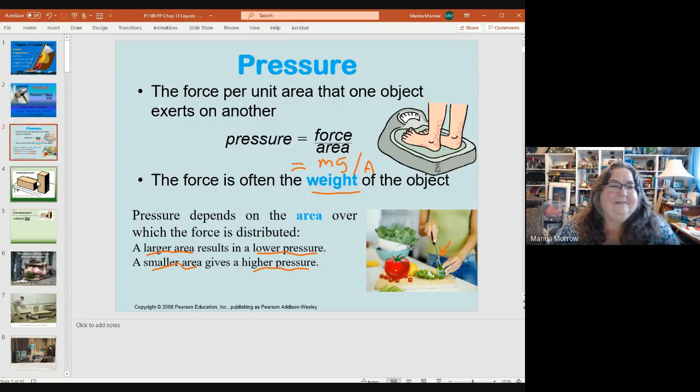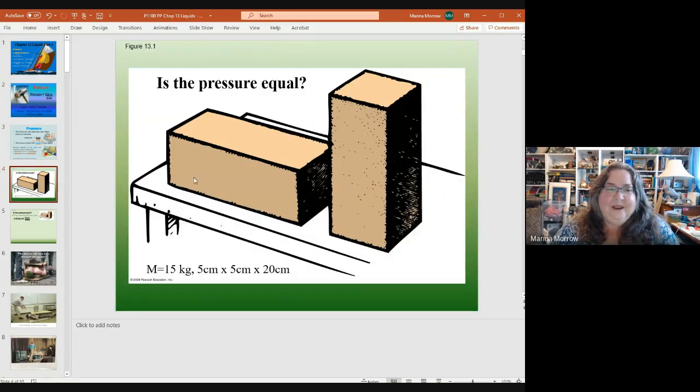Okay, let's look at some examples then. Here are two blocks. Let's label them A and B. And the question is, do they have the same pressure on the table? And the answer would be no. They have the same mass. They have the same volume. But the area they're sitting on is not the same. This block is sitting on an area like this. Block B is sitting on a smaller area. So which one is applying more pressure? The one with the smaller area, right?